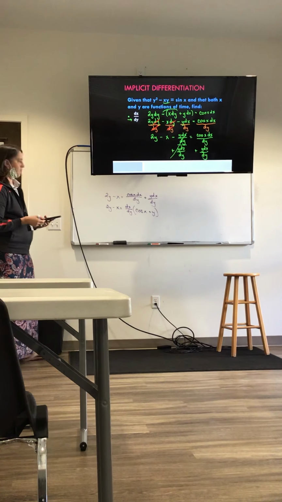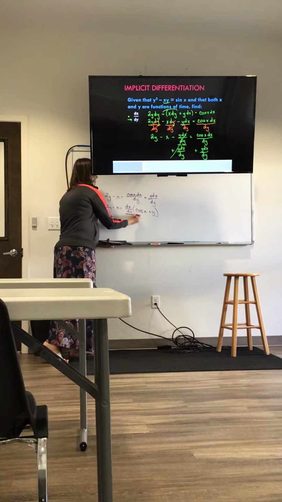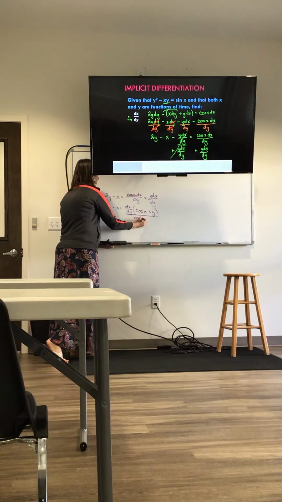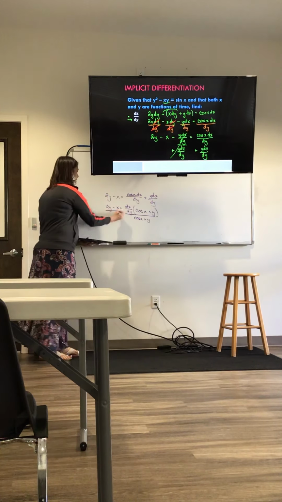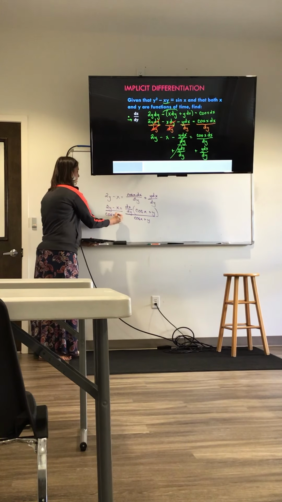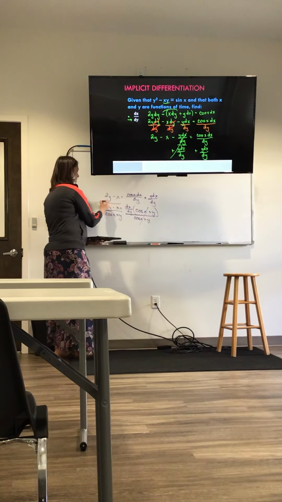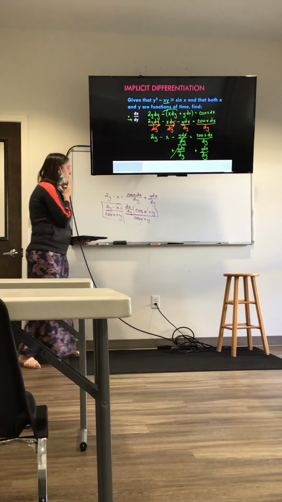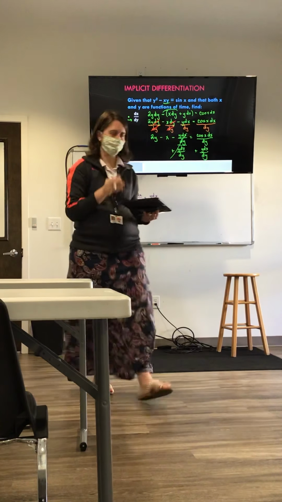We have one last step, and Josiah, what's the last step on this question? Yeah, divide. Very good. So this is the fraction I want by itself. Divide by what's next to that fraction of our cosine x over cosine x plus y. And there is my answer for the derivative with respect to y.